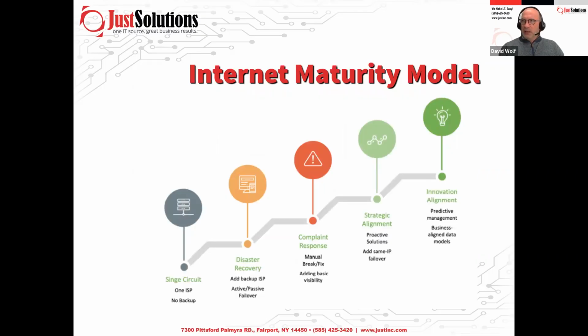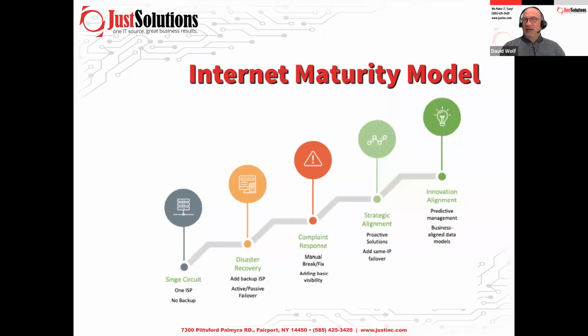Most people, and this term is called the internet maturity model, it just talks about the growth of people's dependency on the internet. We started out with a single circuit, single ISP, and no backup connection. Well, people are adding backup ISPs now, having other connections. And then they're moving up the line to, well, when there's a failure, it's a manual switchover. It's a break-fix model. You switch over from one carrier to another.